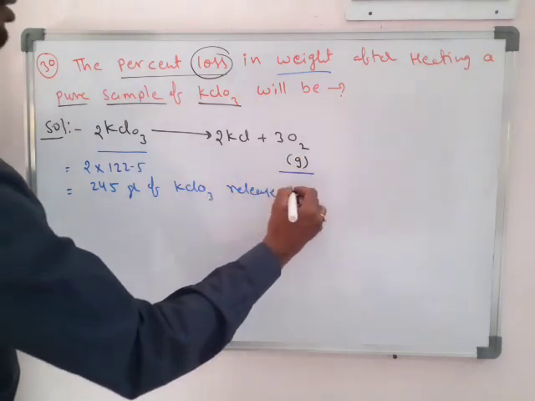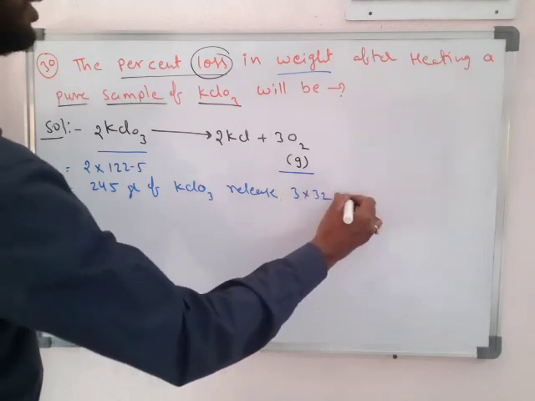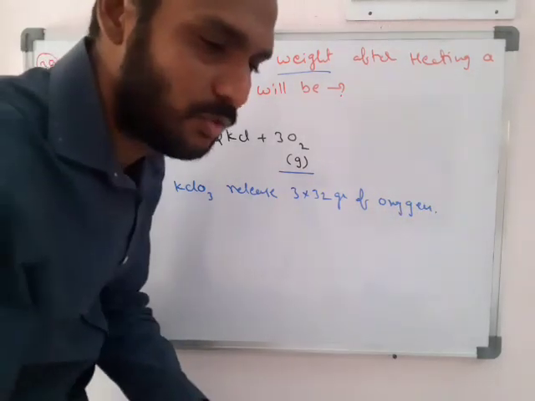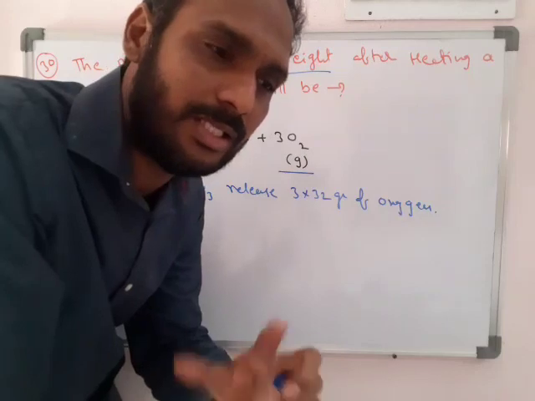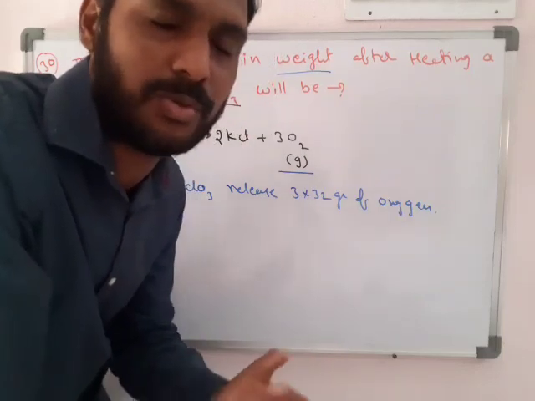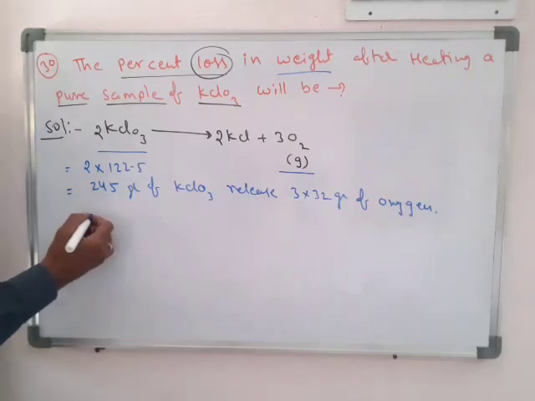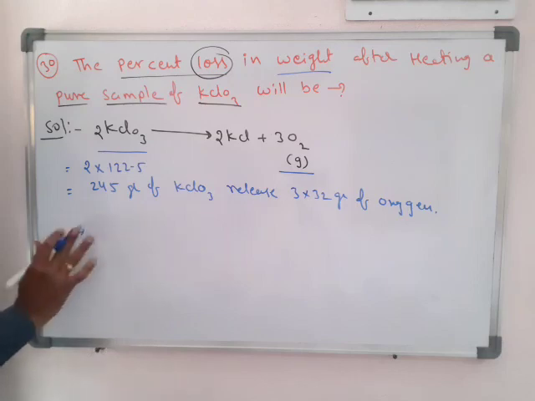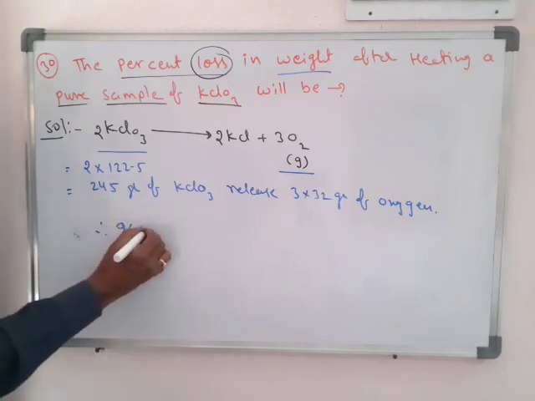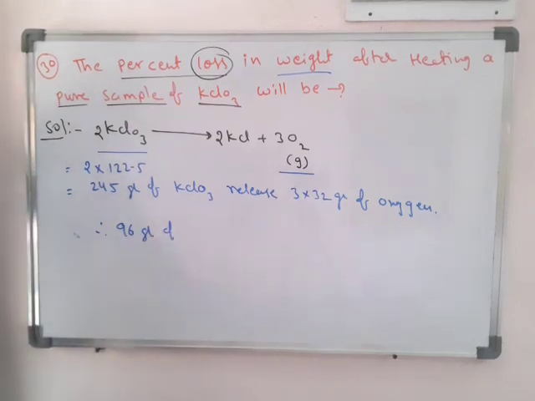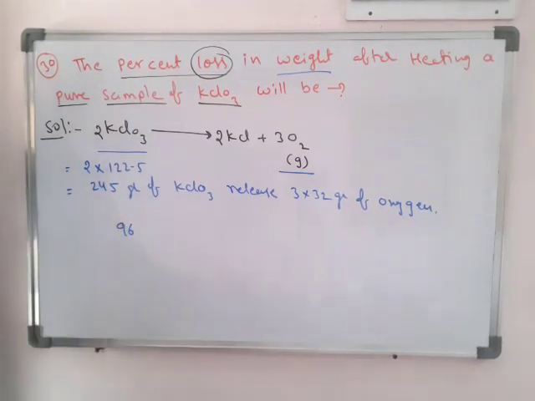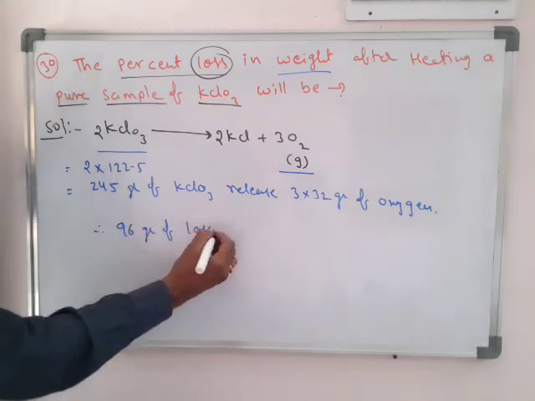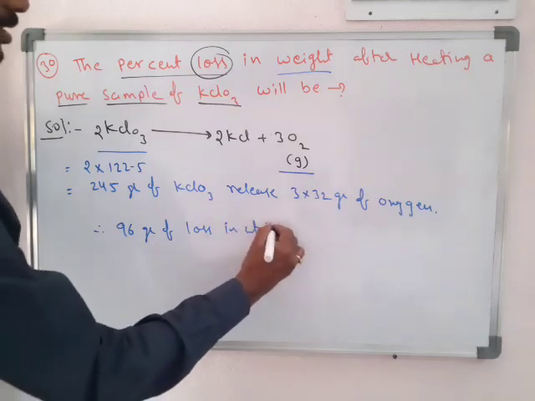how many grams of O2? 3 into 32 grams of oxygen. Why are you calculating oxygen? Whatever loss is obtained in that vessel is equal to the mass of oxygen. So 245 grams releases 3 into 32, that is 96 grams. So therefore what is the loss? Therefore 96 grams of loss in weight is observed.